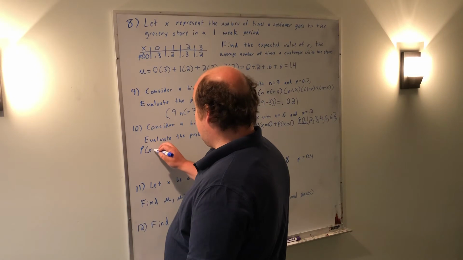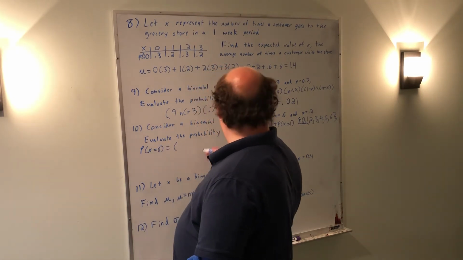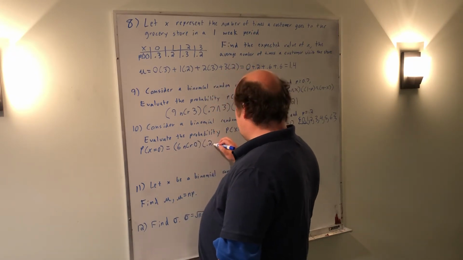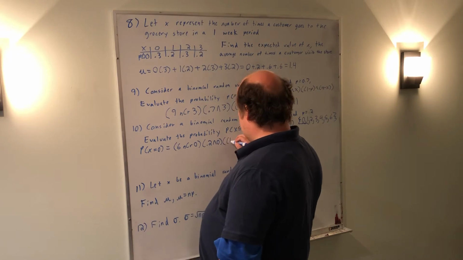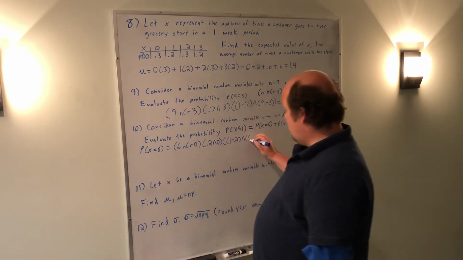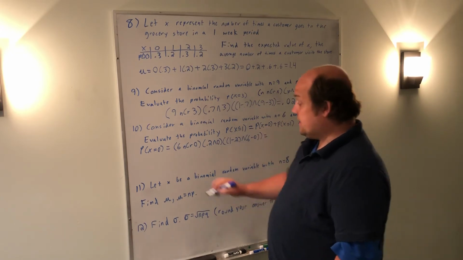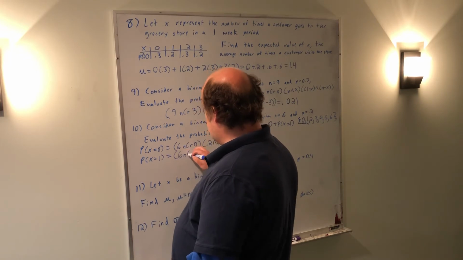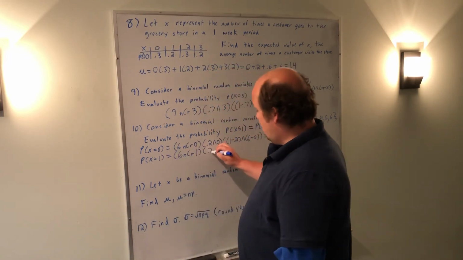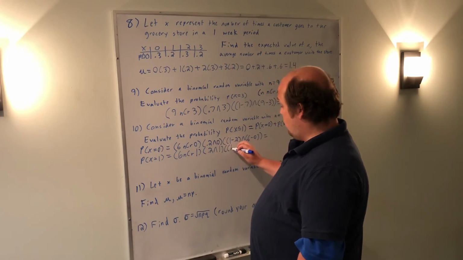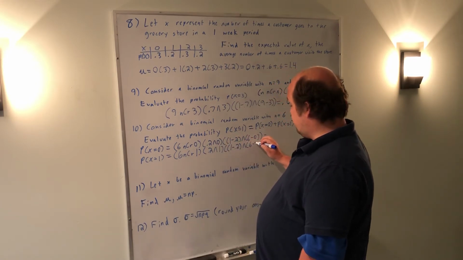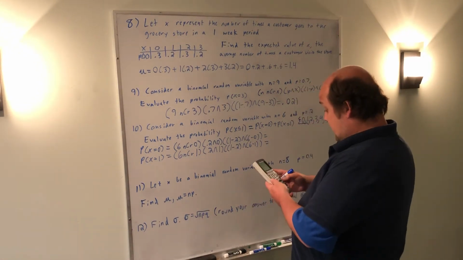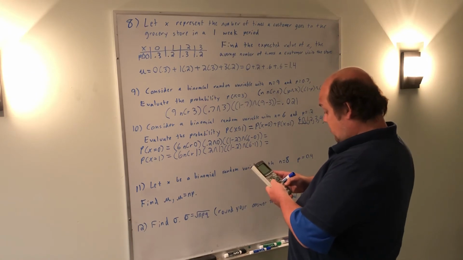The first time when we find P of x equals 0, it's going to be 6 NCR 0. Then it's going to be 0.2 to the power of 0. Then it's going to be 1 minus 0.2 to the power of 6 minus 0. The second time that we put it in for P of x equals 1, we're going to do the same thing, 6 NCR, except this time 1. It'll become 0.2 to the power of 1, 1 minus 0.2 to the power of 6 minus 1. We're now going to put these into our calculator separately, get the answers, and then add the answers together.